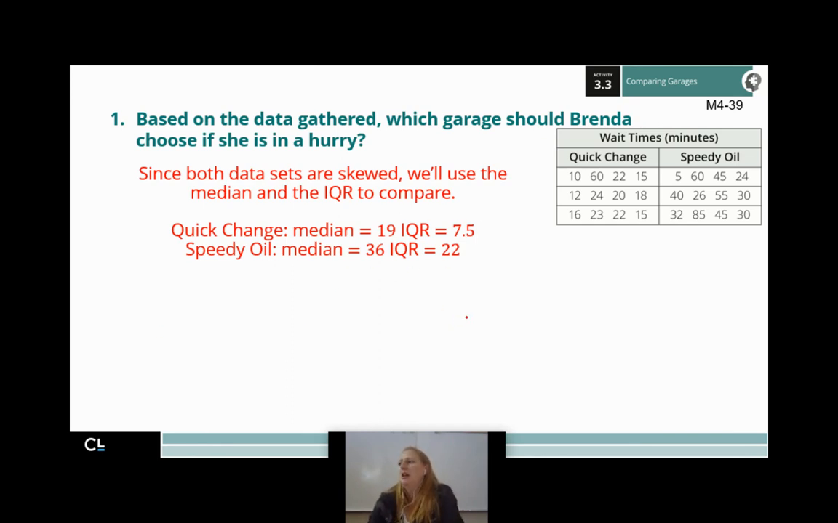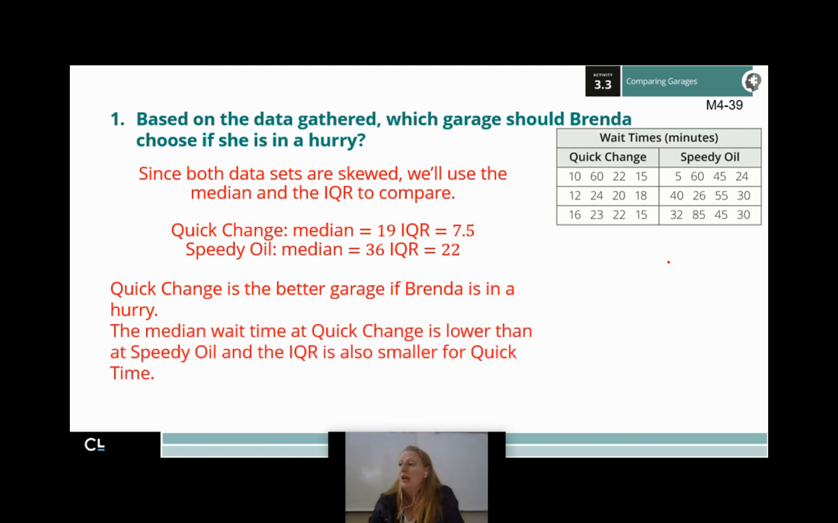So I'm in a hurry. Guys, not only does quick change have the smaller, lower median, it has the smaller and tighter interquartile range. So not only was their measure of central tendency smaller, it was more compact. They were more consistent about getting it done in 19 minutes. So I'm going to go with quick. I think Brenda should go with quick change. If she's in a hurry, the median's lower, and also the interquartile range is smaller.